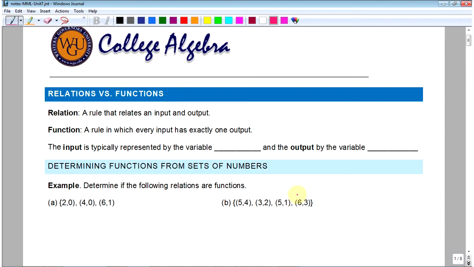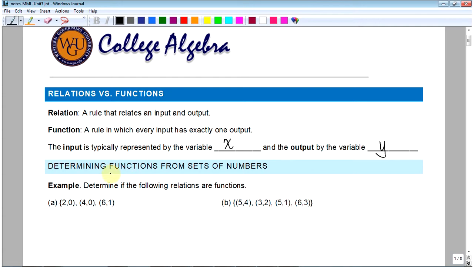In this video, we're going to talk about the meaning of relations and functions. A relation is a rule that relates an input and an output. Often relations are written as sets of ordered pairs. A function is a special kind of relation in which every input has exactly one output. The input is typically represented by the variable x, and the output is represented by the variable y.